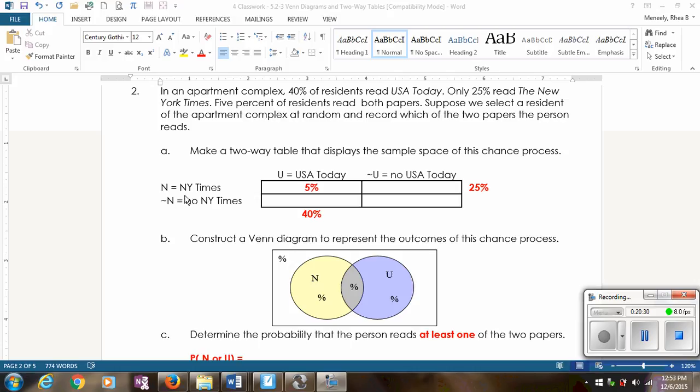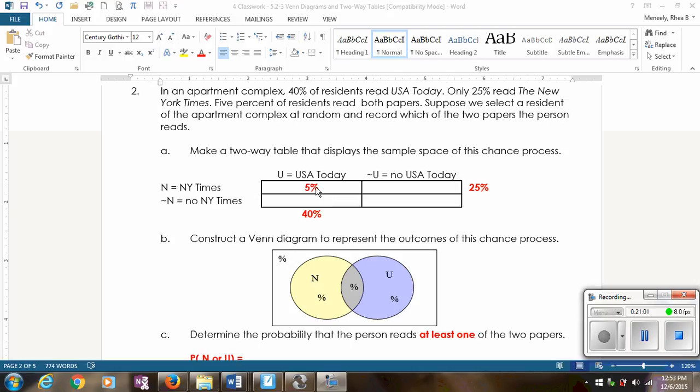So if I know that 40% of residents read USA Today, I know that this whole column has to add to 40% because some of that 40% could also read the New York Times. The second piece of information we're given is that only 25% read the New York Times. So I know then that my whole row total here has to add up to 25%. And again, that would include people that read USA Today. I'm also told that 5% of residents read both papers. So that gives me the missing information that I need to complete my table.